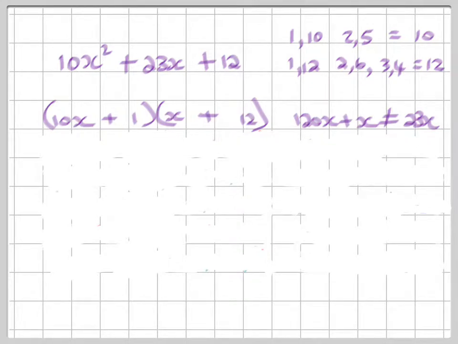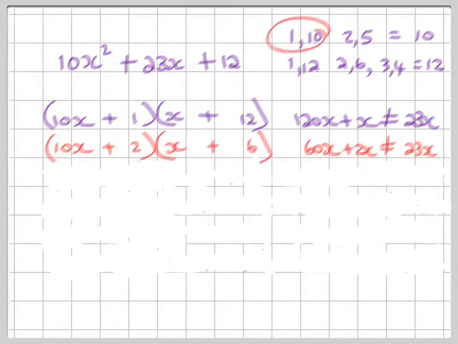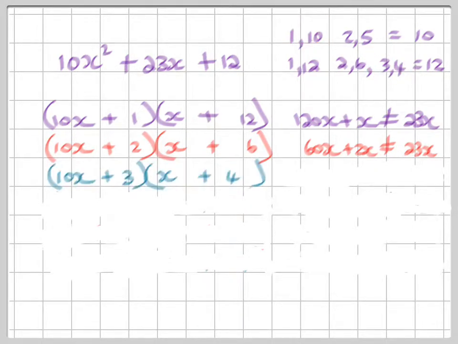Now we're going to look at still 1 and 10, but by those factors of 12. Okay, and we can see they're not going to work either, because it'll be 60 plus 2, which is not equal to 23. Now we're going to look at still that, but that combination of 12. Okay, so that's 3 and 4. And did they work? No, because 40x plus 3x is not 23x. We're trying to find something that will come to the middle term.